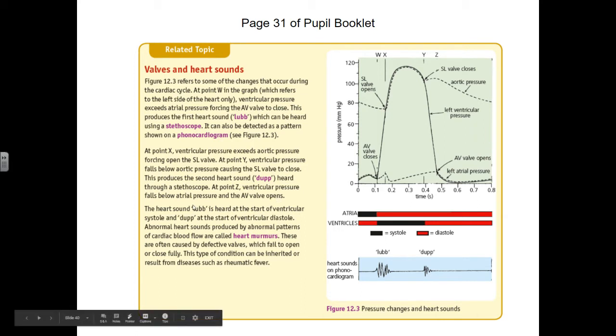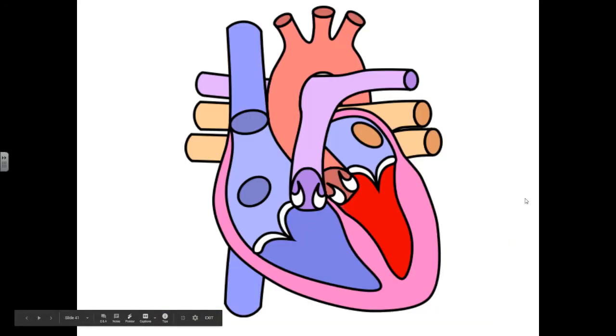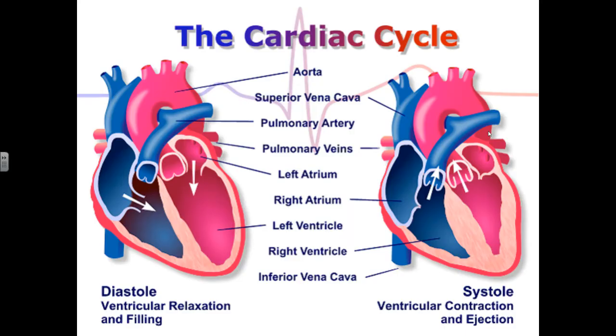Heart murmurs can also be heard if you've got extra tissue, or if you've had valve replacements or lots of other stuff. You can get weird flow patterns, and it can cause heart murmurs. So defective valves, failure to open or close properly, things like that, turbulent flows. This is a picture of a heart, isn't it pretty?